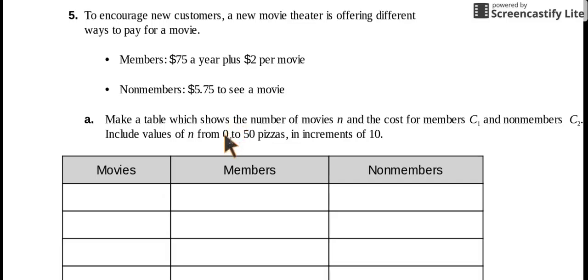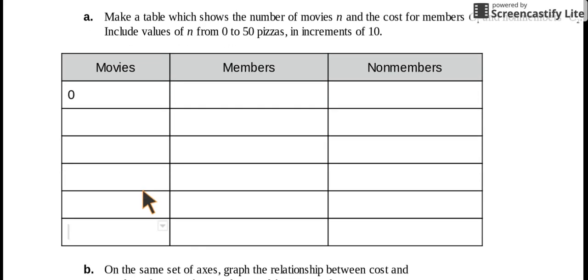So you want to make a table and you want to go from 0 to 50. So you want your first amount to be 0 and your last amount to be 50, and you want to increase by increments of 10.